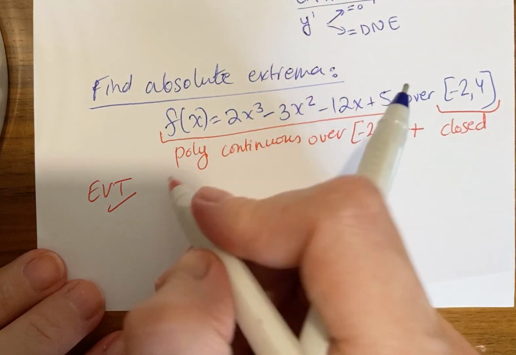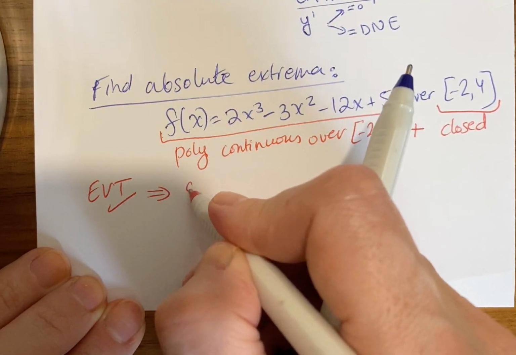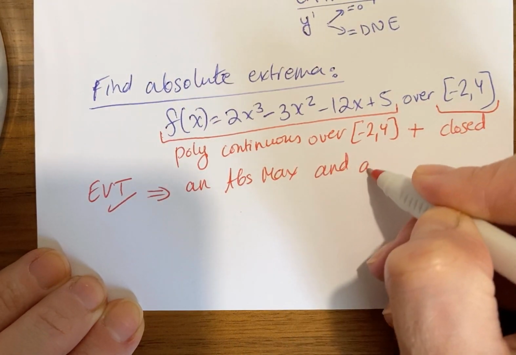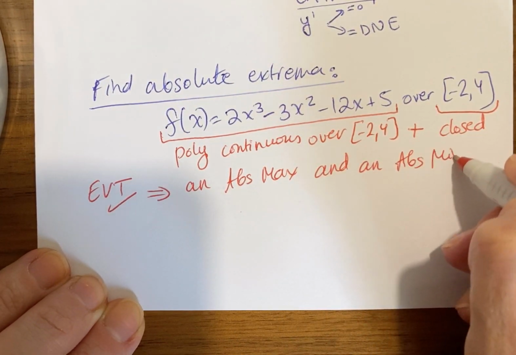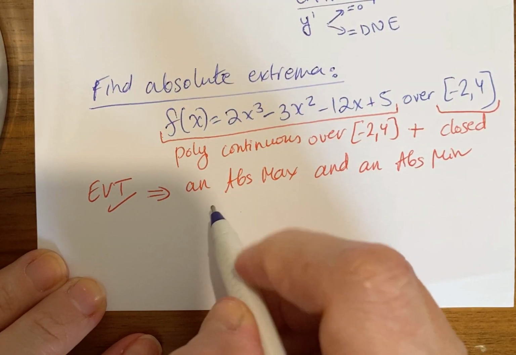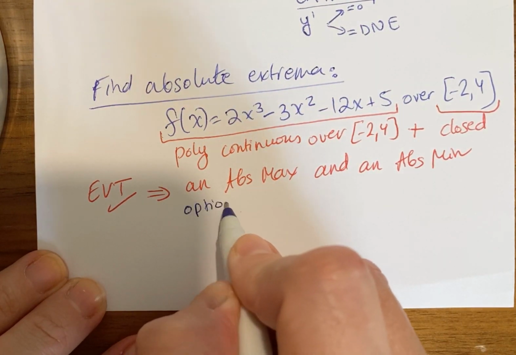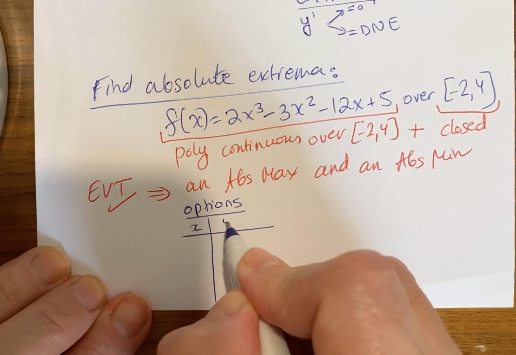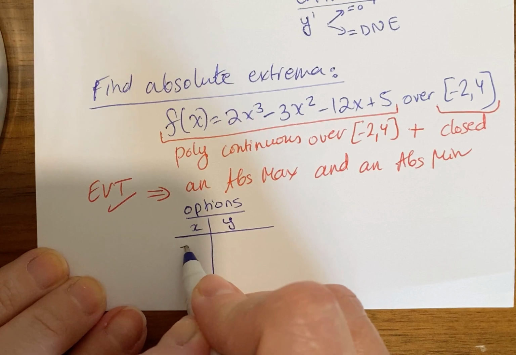The extreme value theorem works, so what do we have for sure? An absolute max and an absolute min. Where do I search for them? What are my options? I search for them first at endpoints.